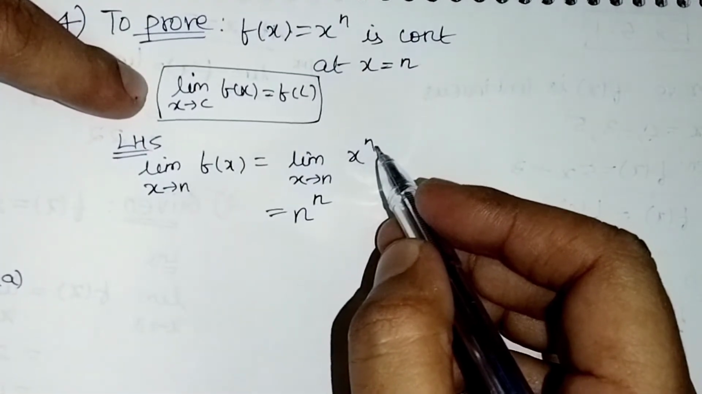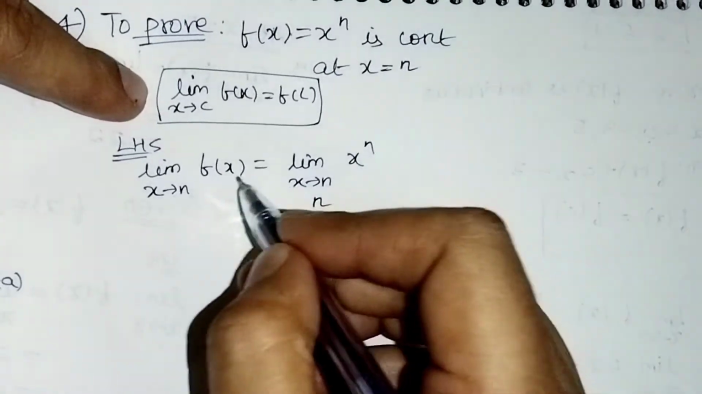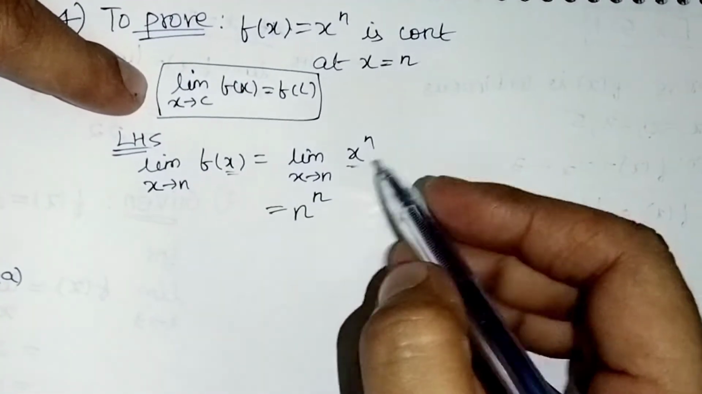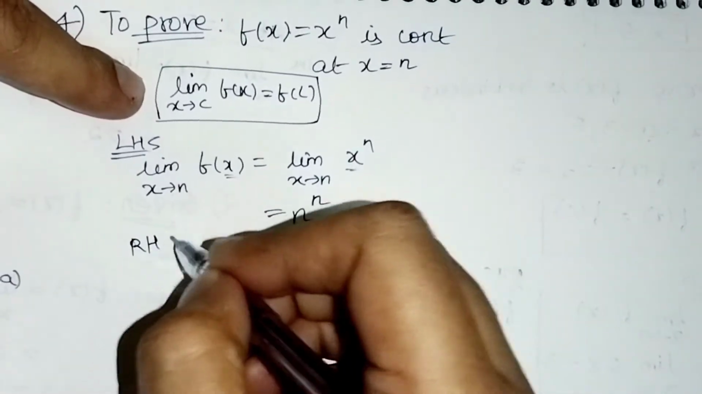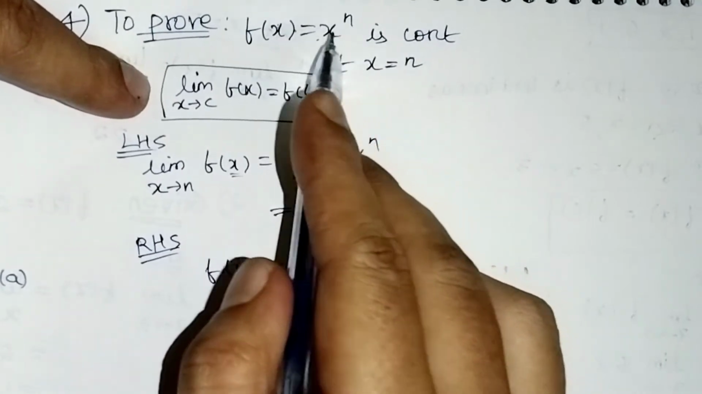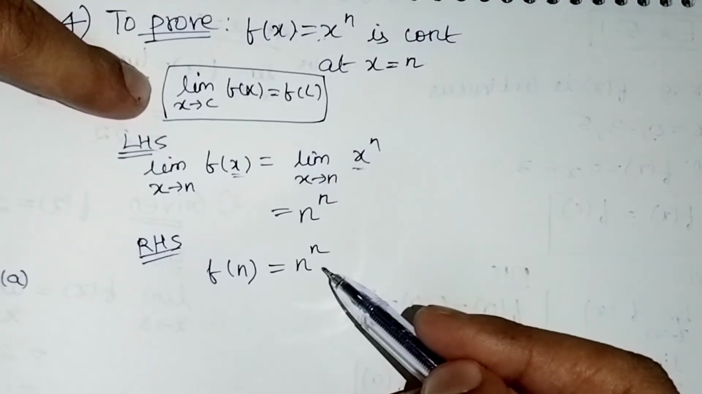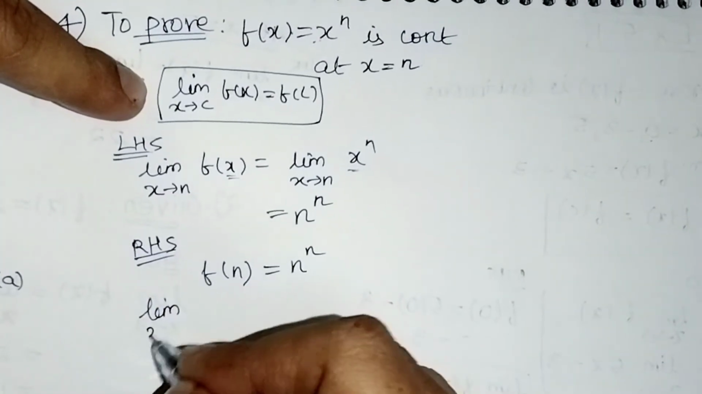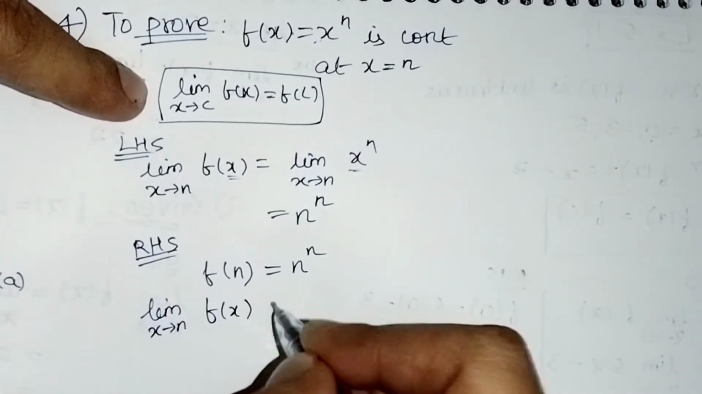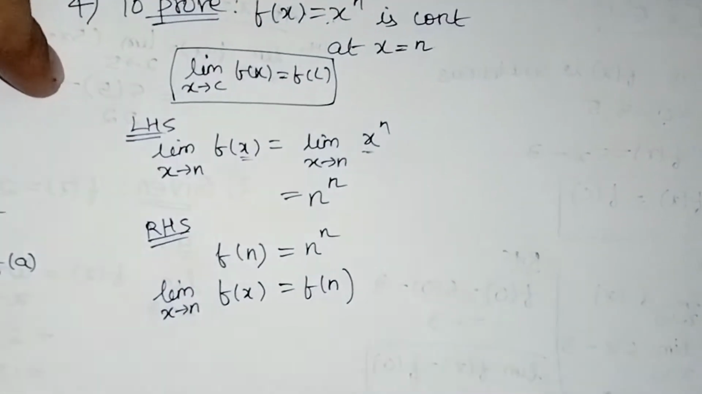Don't substitute in the power. Many will be substituting in place of the n, but we need to substitute in place of x, so it is n power n. And the RHS, that is f of n, f of x is x power n. When we substitute n, again we have n power n. As LHS and RHS are equal, we can conclude limit x tends to n, f of x equal to f of n. Therefore, the given function is continuous at x is equal to n.